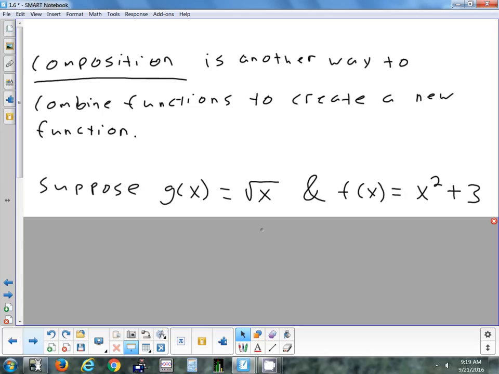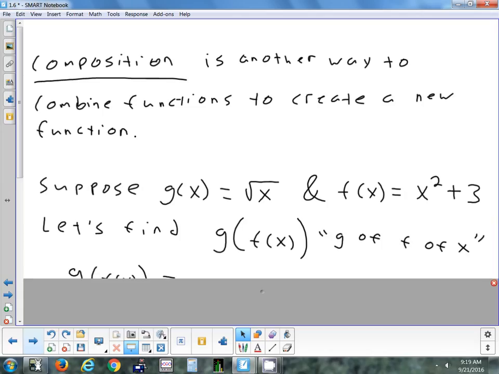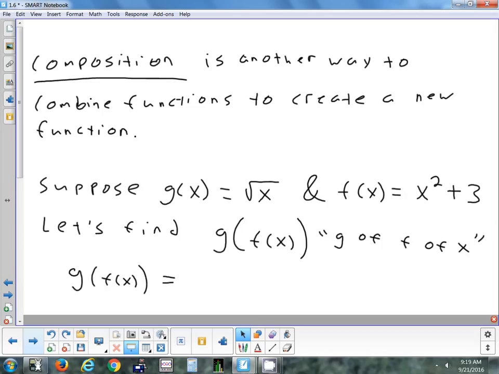Okay, so I've got 2 functions, g of x and f of x. And I'm going to find this. This is called a composition. The way you pronounce that is g, and you pronounce the parenthesis as of. G of f of x. Okay, g of f of x.